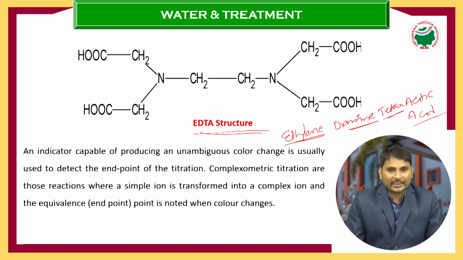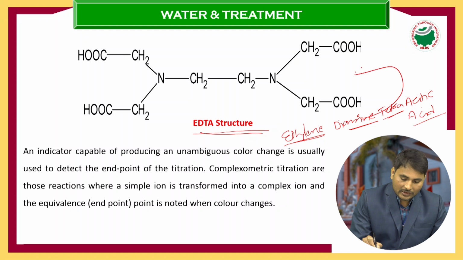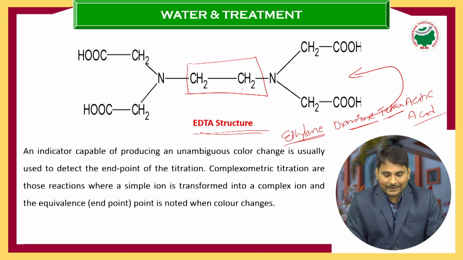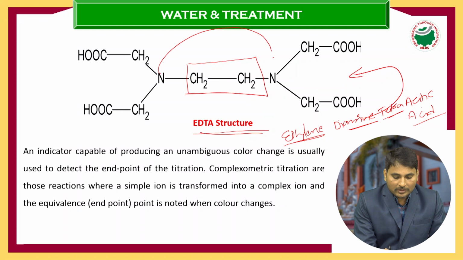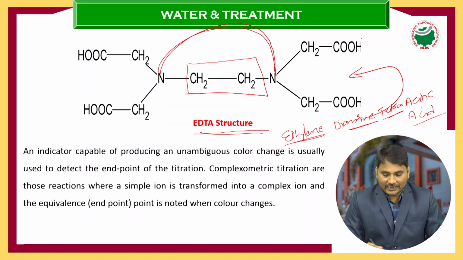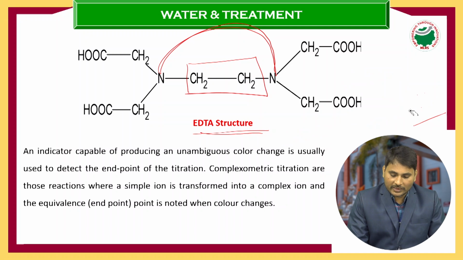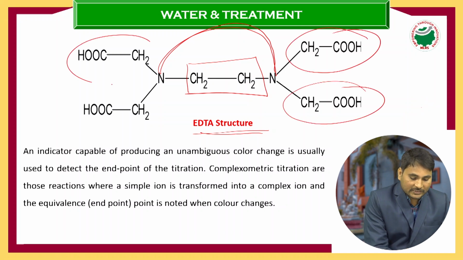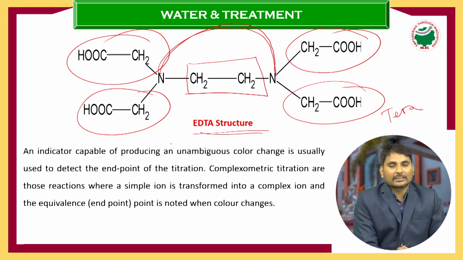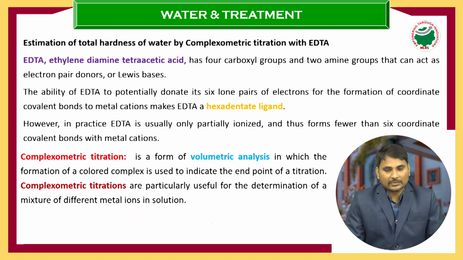Now, why is this name given to this compound? Because here we have two carbons, the ethylene is present, and two amine groups are present, so we call it diamine, and four acetic acid groups, CH2COOH, with the valency of carbon satisfied. Four acetic groups are present, so because of that reason we call it tetra. Tetra means four. Ethylene diamine tetraacetic acid is the full form of EDTA.